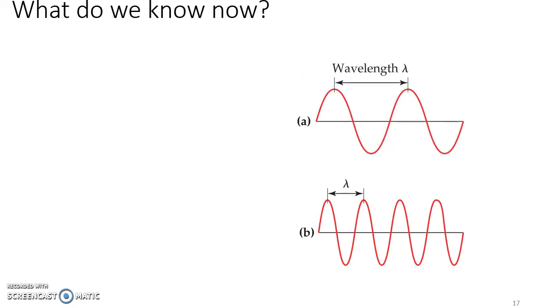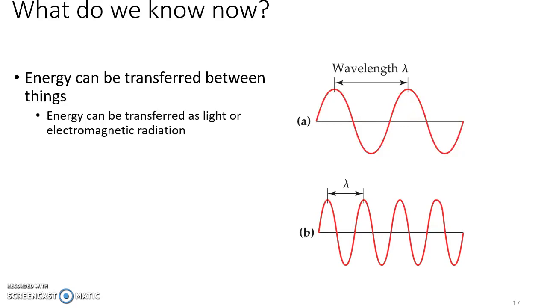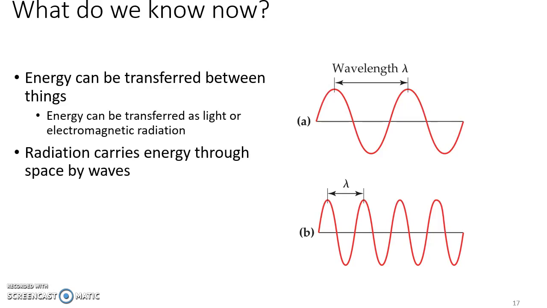Now we know a little bit more. We know that energy can be transferred between things. We talked about energy in the sense of work and heat, but we can also transfer energy as light or electromagnetic radiation. And we can think about radiation being carried through space by waves. So we know that particles act like waves.